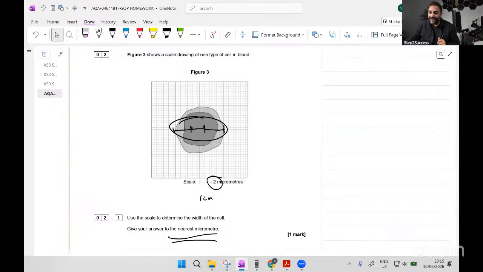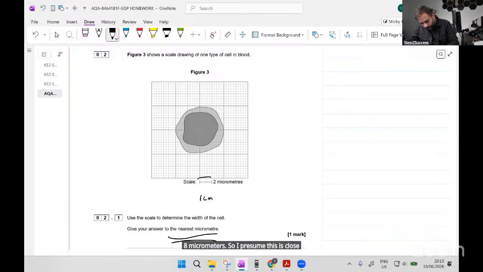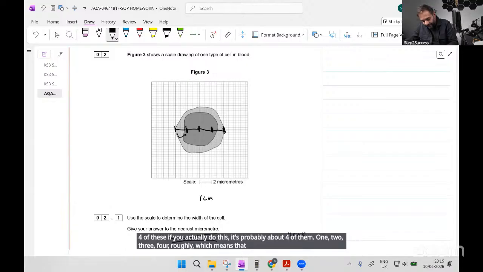8 micrometers. So I presume this is close to four of these. If you actually do this, there's probably about four of them. One, two, three, four, roughly. Which means that if each one of these is 2 micrometers, altogether that's 8 micrometers. That's the way you do that.